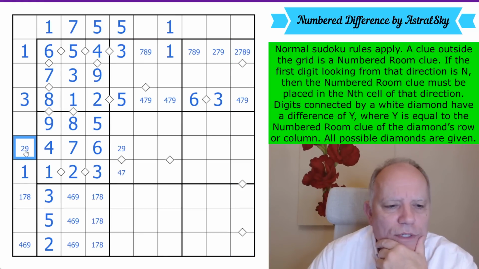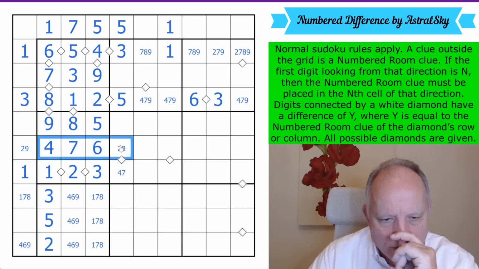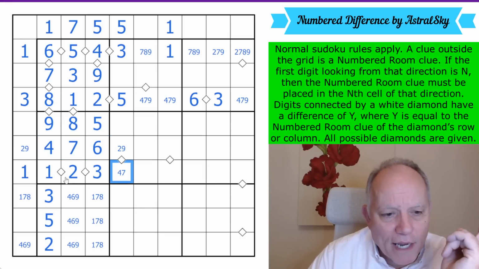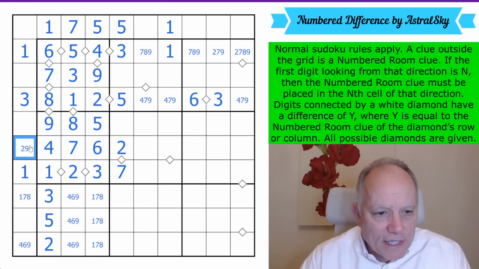Now, if this was a 2, you've got 4, 7, 6, 2. This can't be a 4, can it? Because there'd be a diamond between those two, 3 and 4. Right, that's a 7, that's a 2. This is a 2 clue.